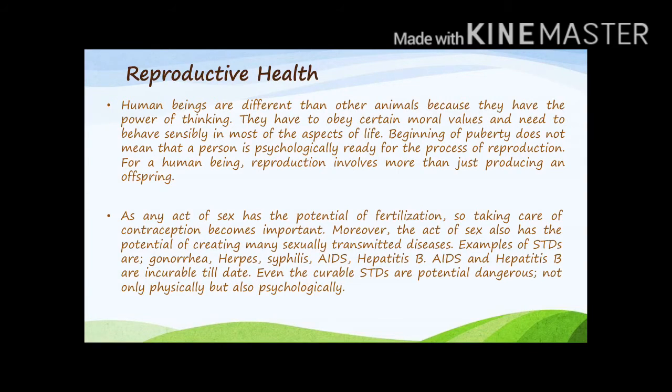As any act of sex has the potential of fertilization, taking care of contraception becomes important. Moreover, the act of sex also has the potential of creating many sexually transmitted diseases. These are STDs, means sexually transmitted diseases, maybe gonorrhea, herpes, then syphilis, AIDS, hepatitis B. So these were some of the examples of sexually transmitted disease. This is very important, just remember it. There may be some questions regarding the examples of sexually transmitted diseases.